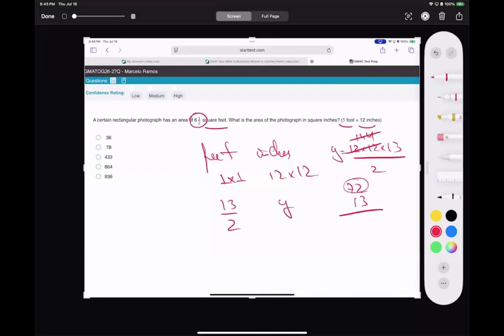72 times 10, 720. 3 times 2 ends in 6. So it's more than this and ends in 6. So it is this one. Is that okay?